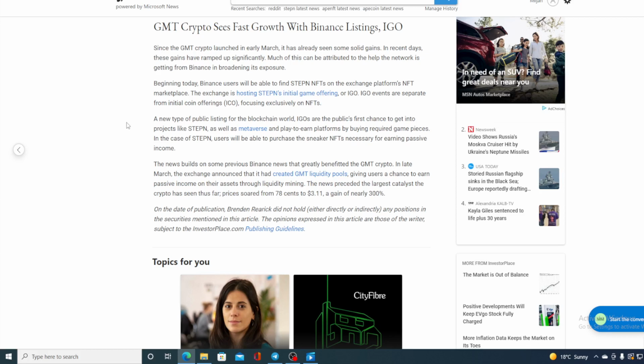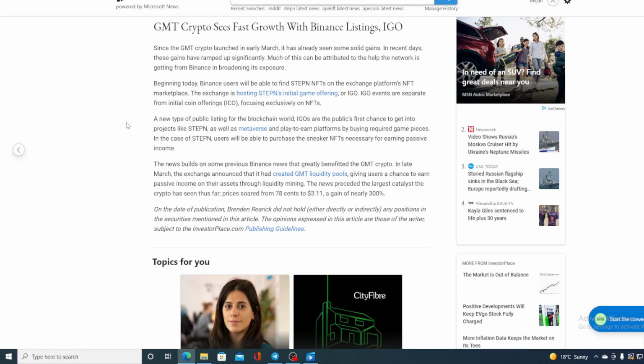A new type of public listing for the blockchain world, IGOs are the public's first chance to get into projects like Stepn, as well as metaverse and play-to-earn platforms, by buying required game pieces. In this case, Stepn users will be able to purchase the sneaker NFTs necessary for earning passive income. The news builds on some previous Binance news that greatly benefited the GMT crypto. In late March, the exchange announced that it had created GMT liquidity pools, giving users a chance to earn passive income on their assets through liquidity mining.